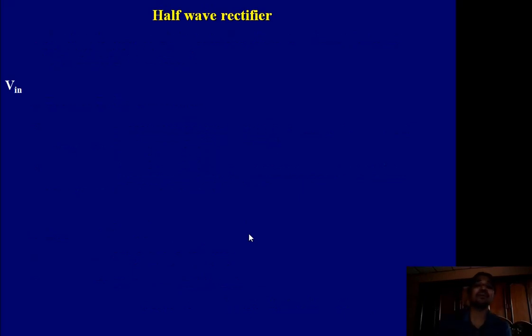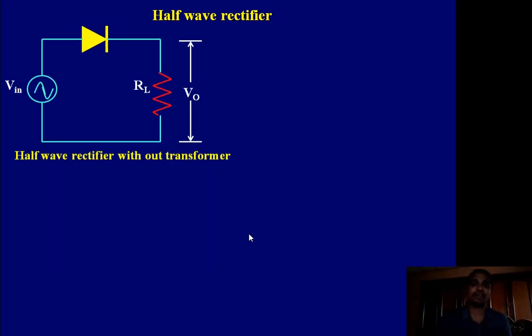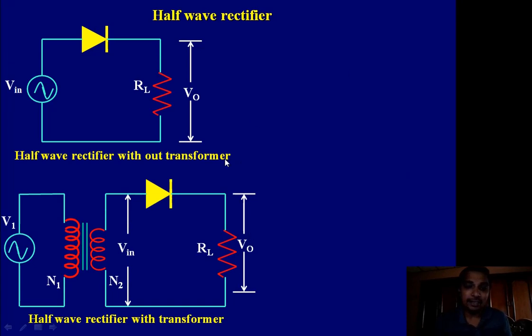What is a half wave rectifier? Of the given waveform, 50% will be rectified. Only half of the given waveform is rectified. That is a half wave rectifier. These are the two circuit diagrams: one without a transformer, having only the source, and one with the source and the transformer also. Both circuits operate as a half wave rectifier, with the same operation.